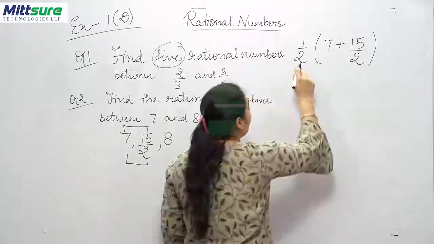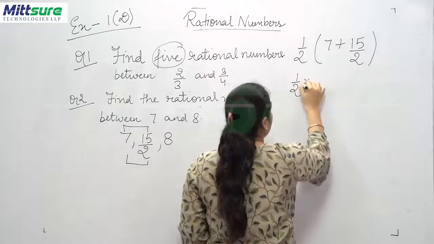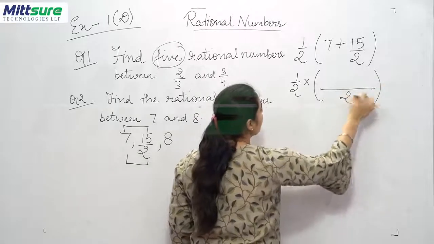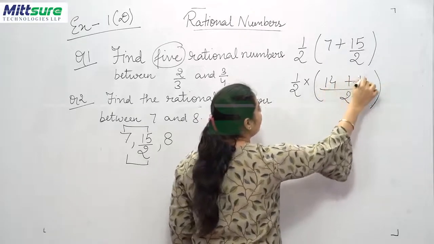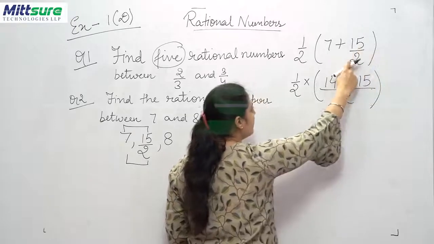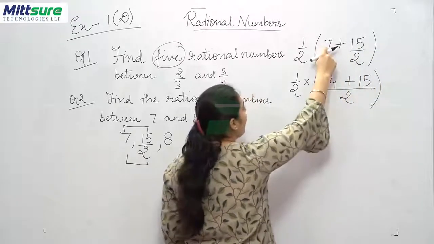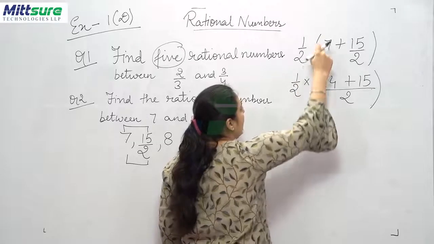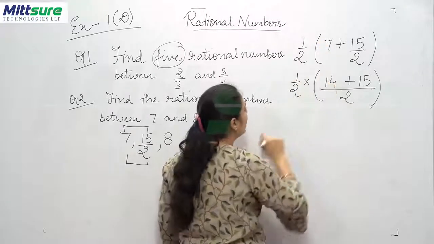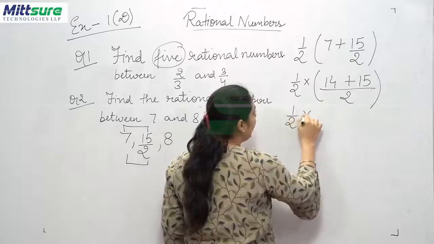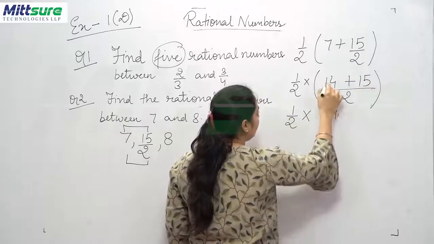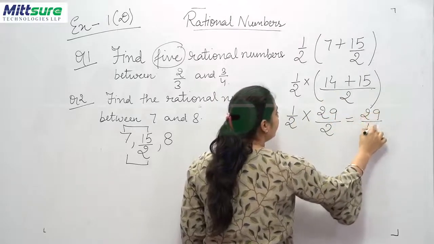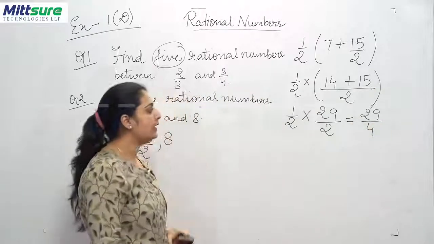Now see, here 1 upon 2 will remain as it is, and you are going to find out the LCM. LCM comes to be 2. Here you get 14 and here you get 15. 15 will be as it is because the denominator is already 2. Now here, when it is 7, 1 is dividing 2, 2 times, and 7 multiplied by 2 is 14. So 14 plus 15 is 29, and 1 upon 2 multiplied by 29 upon 2. The result is 29 upon 4. What is the result? 29 upon 4.